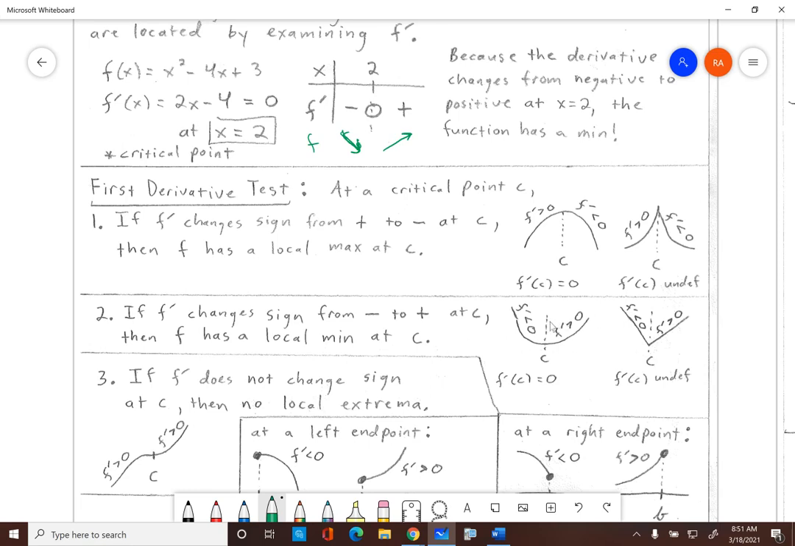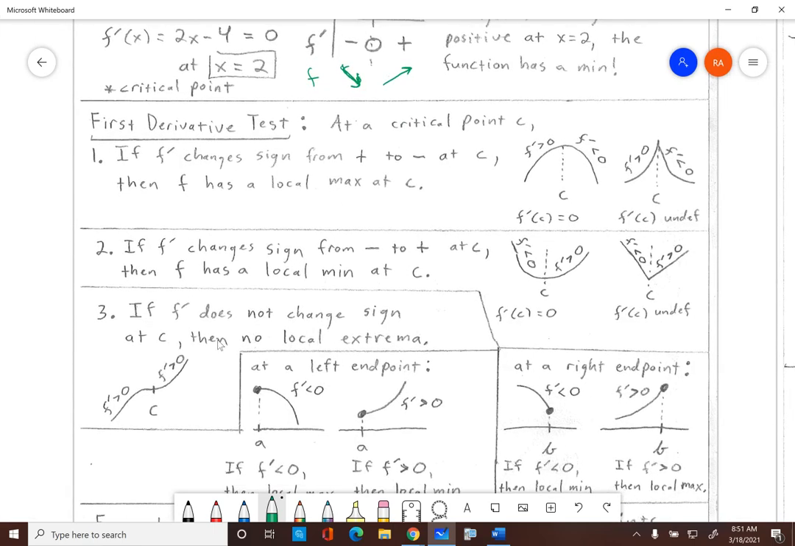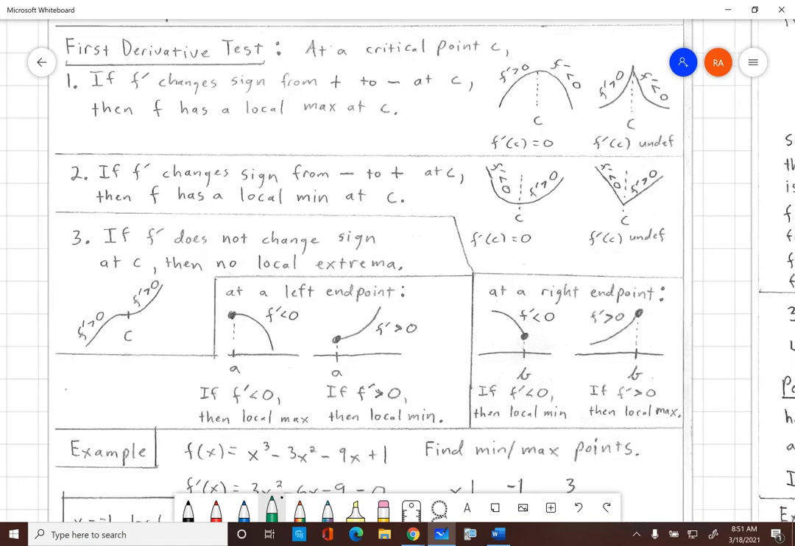Now we don't have to change sign at a critical point. So again, something like x cubed: the derivative is positive and then stays positive. It goes 0 for 1 point. We'll examine this later. But at this point here, this is neither a min nor a max because it's just always increasing with a kind of leveling out point. So if f prime does not change sign at the critical point, then there are no local extreme values.